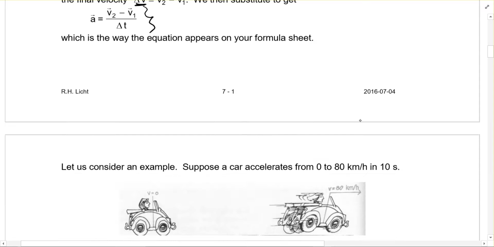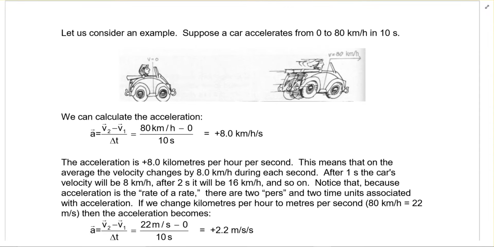So now, just to give you an idea of what acceleration is, let's look at an example. Consider this car, and it accelerates from 0 to 80 kilometers an hour in 10 seconds. So we can calculate the acceleration here. We can say, okay, v2 was 80 kilometers an hour, v1 was 0. It started from rest. And that's going to be over 10 seconds. So our acceleration here is going to be 8 kilometers per hour per second.